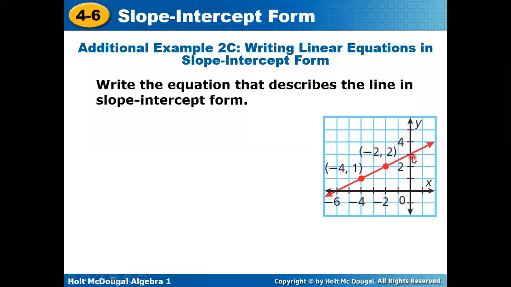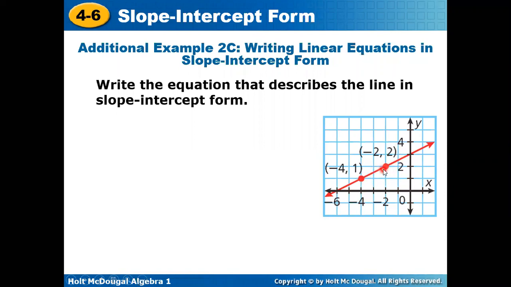This is the y-intercept. Count from 0 to this point. We have 4, this is 3 only. 3, 1, 2, 3 in the positive direction. So the y-intercept is +3. And when I ask you to find the slope, you can find the slope by the slope formula with any 2 points on the line.